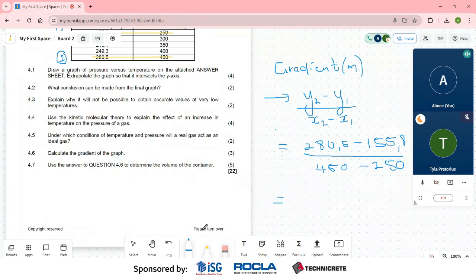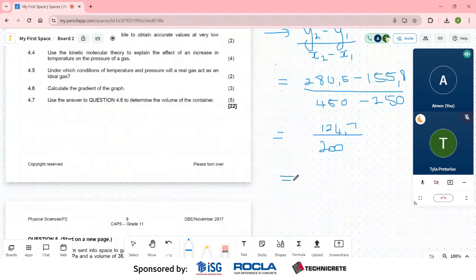Now you plug that into your calculator. 450 minus 250 gives 200 at the bottom, and 280.5 minus 155.8 gives us 124.7. So now we say 124.7 divided by 200, and that gives us a gradient of 0.62. And that's your answer.